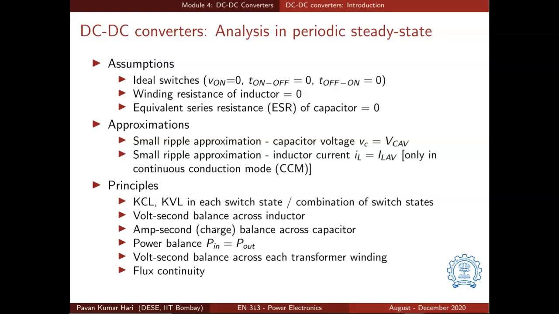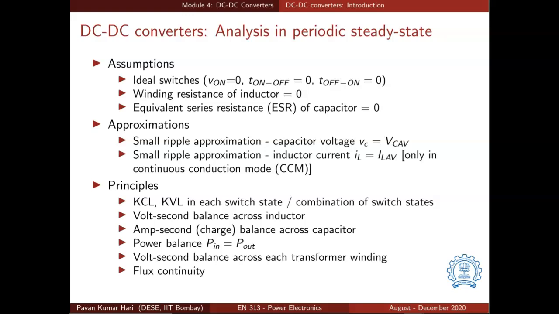That means it is just a pure inductor. Whereas in reality, there will also be a small resistance, because the inductor is made of copper wire and iron core. So there is a resistance of this copper wire. The winding resistance of the inductor we can neglect to start with. And again, the capacitor will also have something called ESR, the equivalent series resistance, as explained earlier, that can also be neglected in the initial analysis.